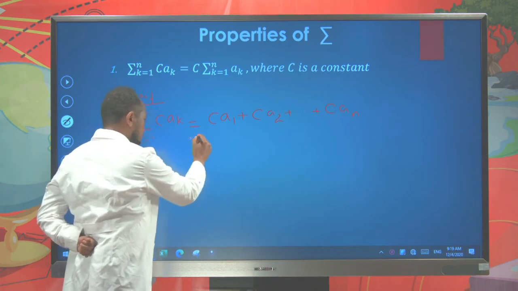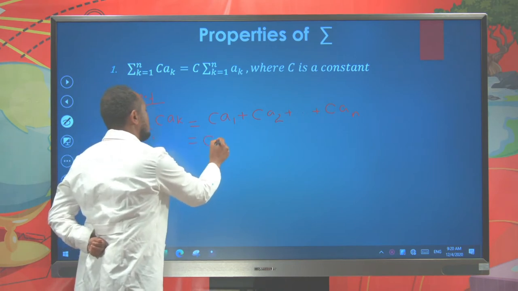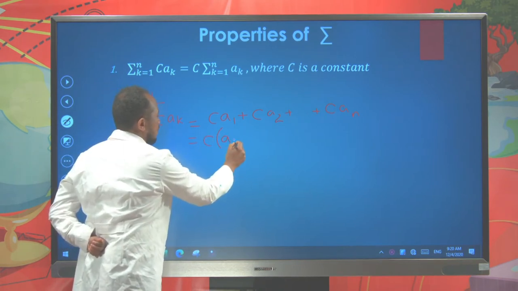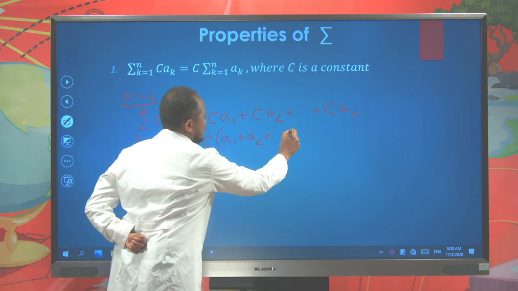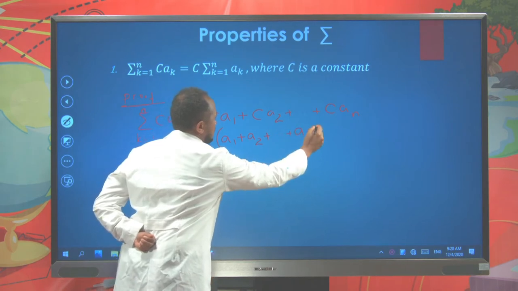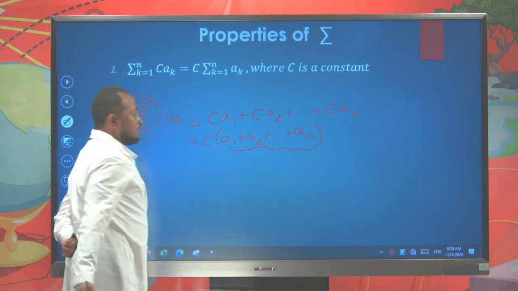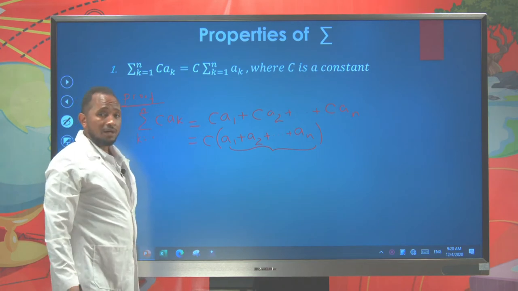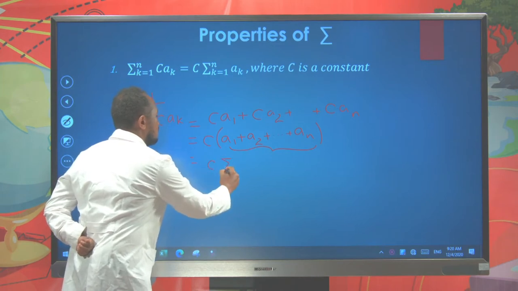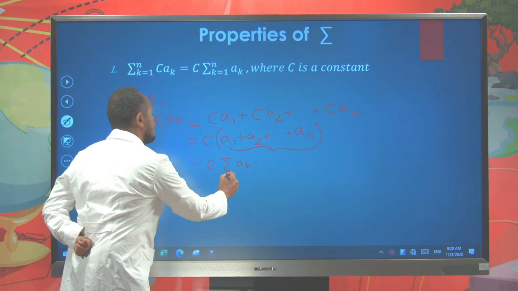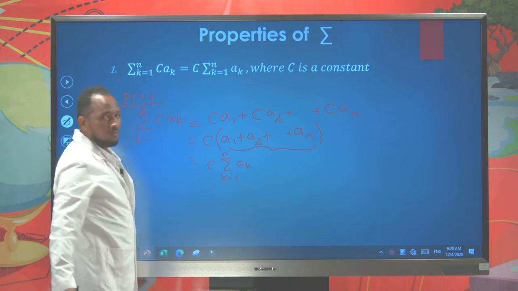From this, you can factor c outside of this sum. So c times the quantity a_1 plus a_2 plus up to a_n. From this you can see that this is the sum of a_k, k starts from 1 up to n. So this is equal to c times the summation of a_k, k starts from 1 up to n. So this completes the proof. Simply, you can prove the property.